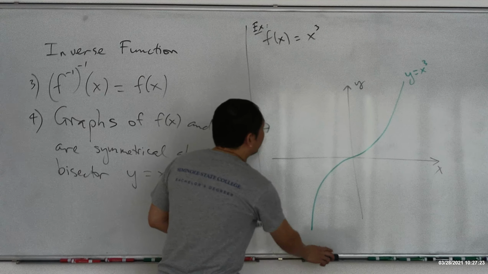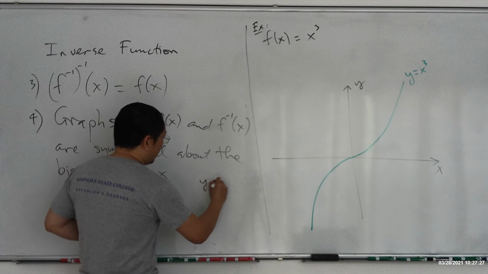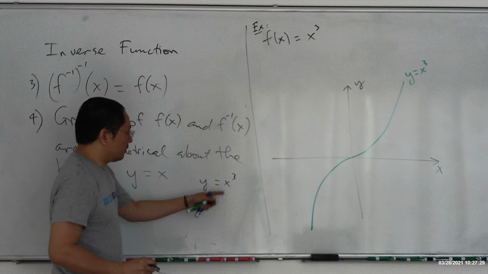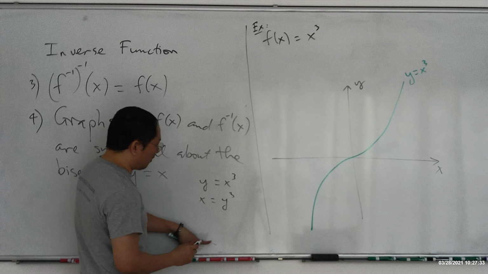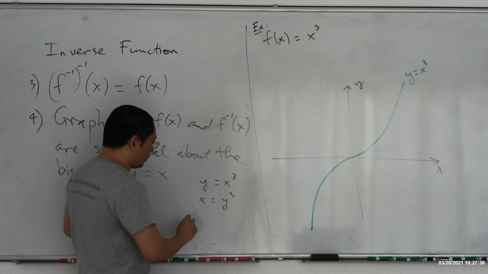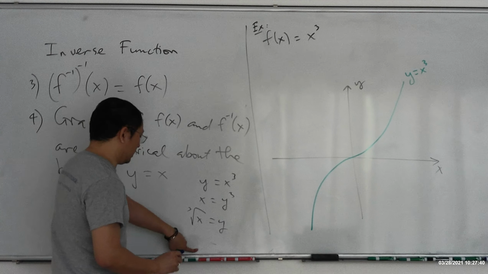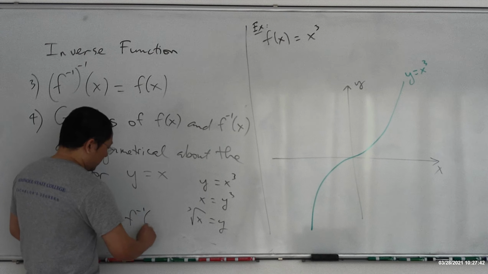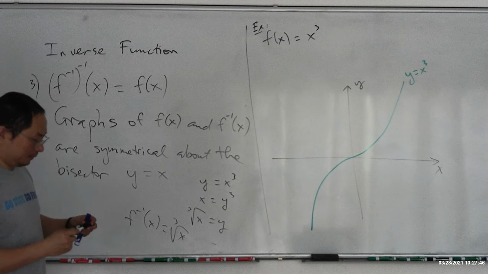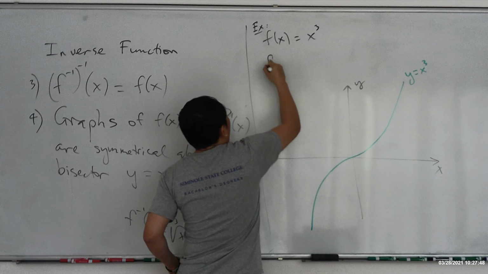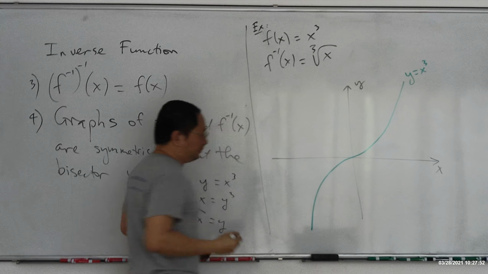So how do we find the inverse? We learned that a minute ago. We have y equal to x cubed. Interchange the roles of x and y. We get x equal to y cubed. Now we have to solve for y. Take the cube root on both sides. The cube root of x equals y. The inverse is the cube root of x. f inverse is the cube root of x.